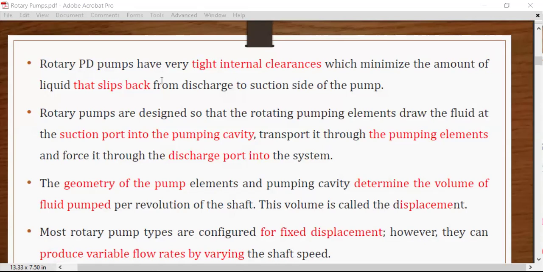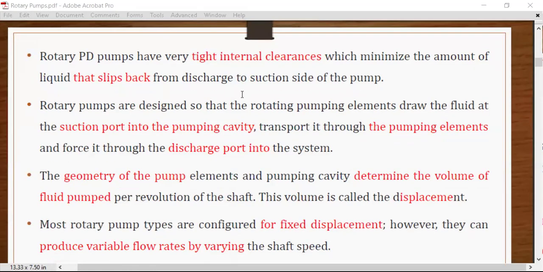Rotary positive displacement pumps have very tight internal clearances, which minimize the amount of liquid that slips back from the discharge to the suction side of the pump. Rotary pumps are designed so that the rotary pumping elements draw the fluid at the suction port into the pumping cavity, transport it through the pumping elements, and force it through the discharge port into the system.